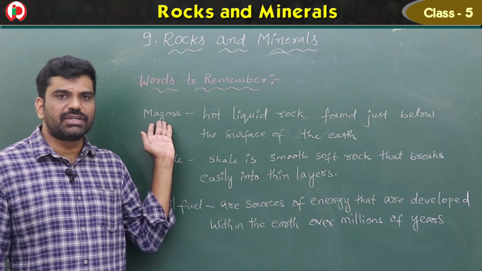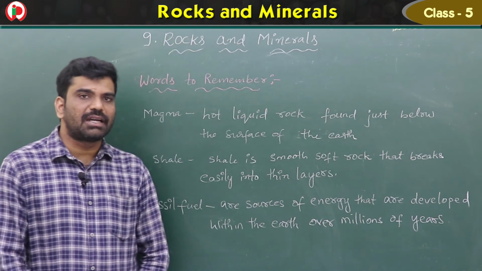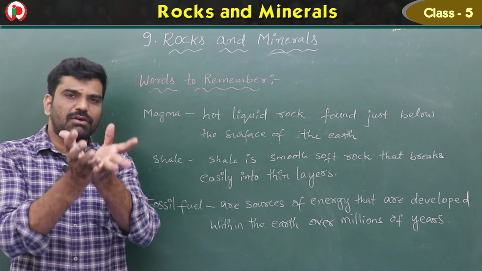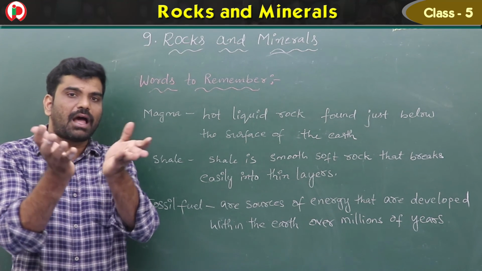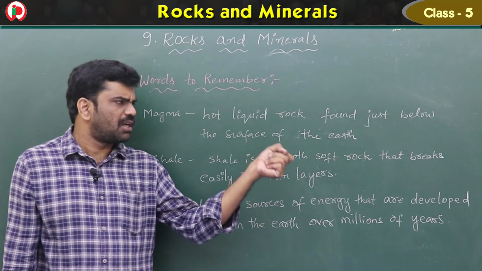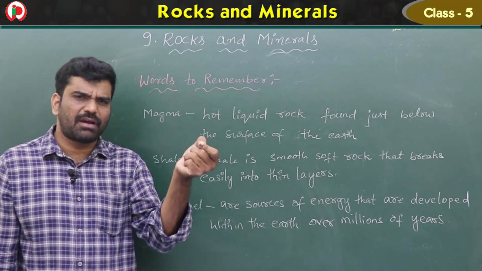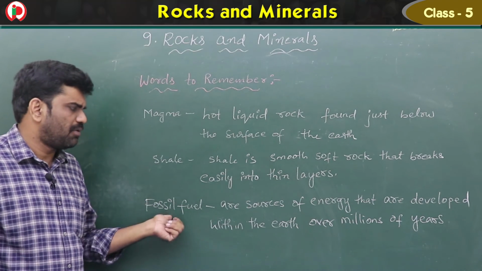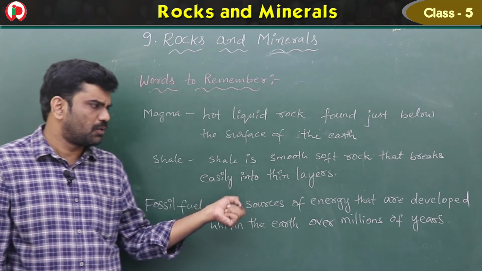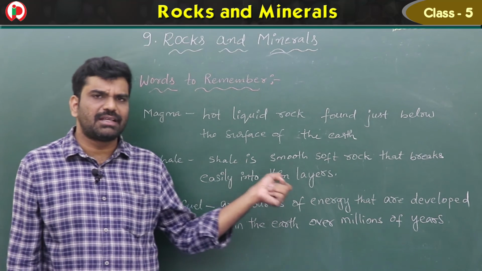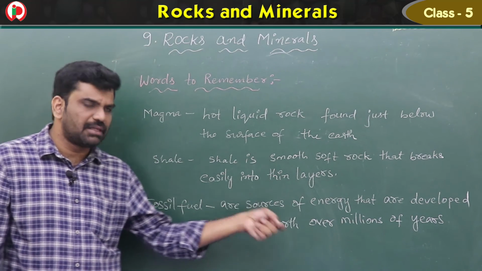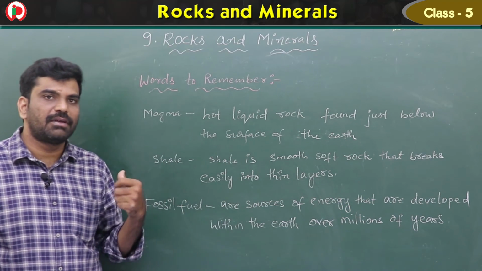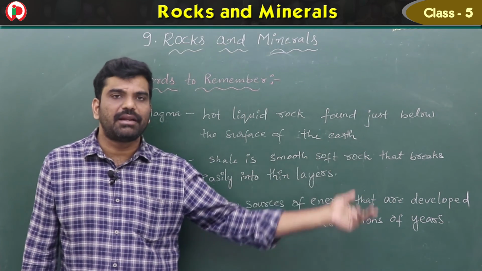So here, children, words to remember. Magma is a hot liquid rock found just below the surface of the earth. When it comes out in a volcanic eruption, it comes out like lava. Shale is a smooth soft rock. We know that there are different types of rock, but this is a smooth soft rock that breaks easily into thin layers. Fossil fuels are coal and petrol. These are sources of energy. We can use them as fuel, and they developed within the earth over millions of years. And how are they formed? From the dead bodies of plants and animals.